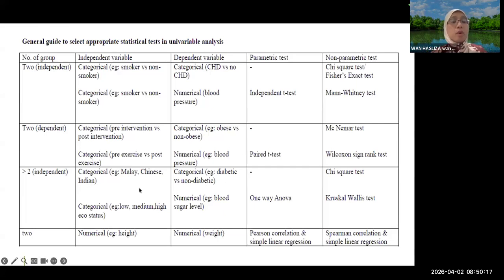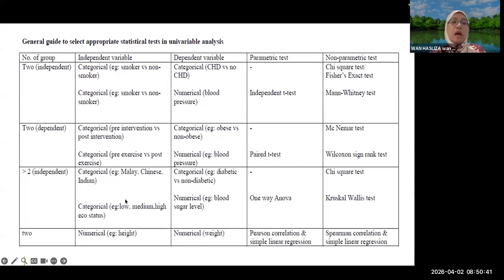However, if I have more than two, okay, I have three groups: low, medium, high, and my dependent is numerical. So rather than the independent t-test, I have to use one-way ANOVA. If the assumption for normality is not met, I have to choose the Kruskal-Wallis test. Okay, so this is the basic.